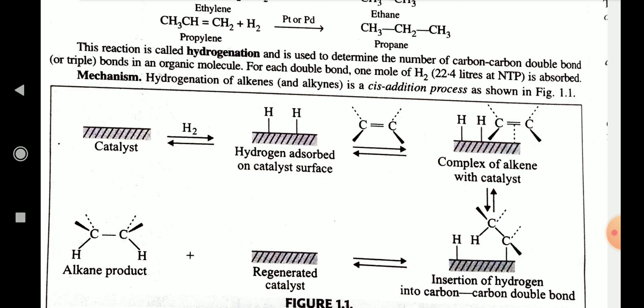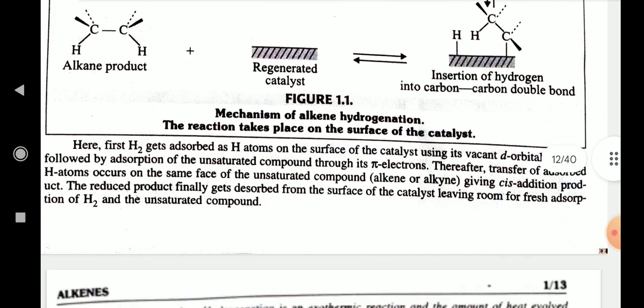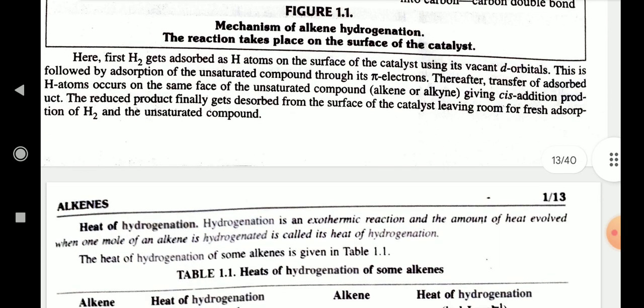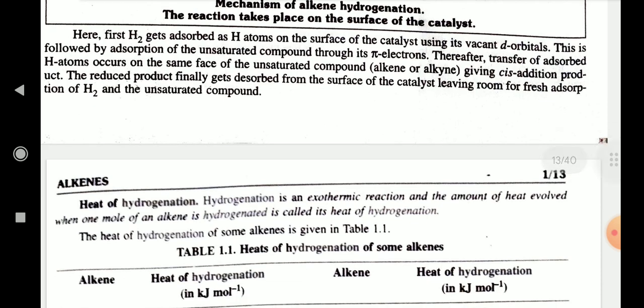Mechanism: hydrogenation of alkenes or alkynes is a cis addition process as shown in figure 1.1. Here first H2 gets adsorbed as hydrogen atoms on the surface of the catalyst using its vacant d orbitals. This is followed by adsorption of the unsaturated compound through its pi electrons. Therefore, transfer of adsorbed hydrogen atoms occurs on the same face of the unsaturated carbon compound, giving the cis addition product. The reduced product finally gets desorbed from the surface of the catalyst, leaving room for fresh adsorption of H2 and the unsaturated compound.